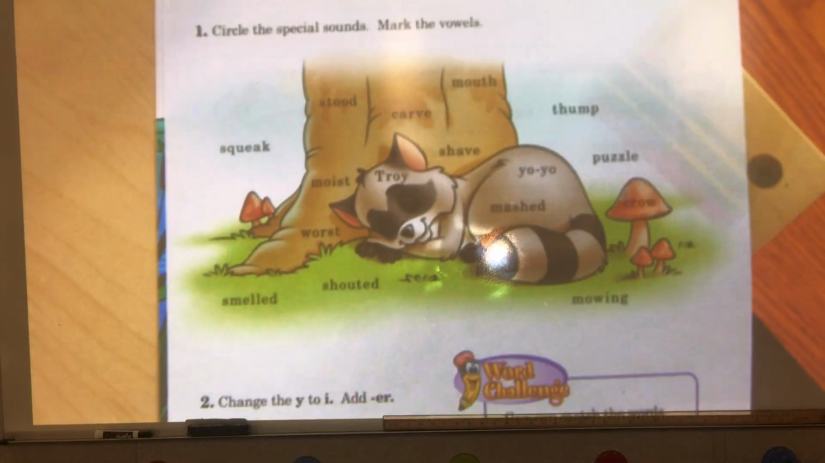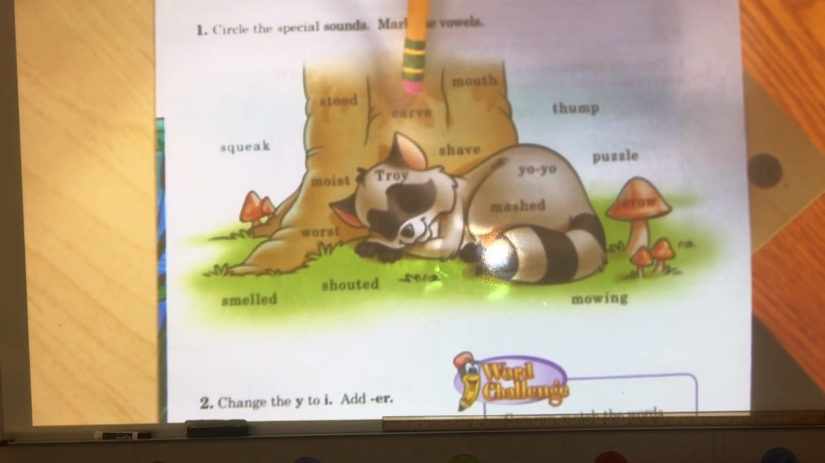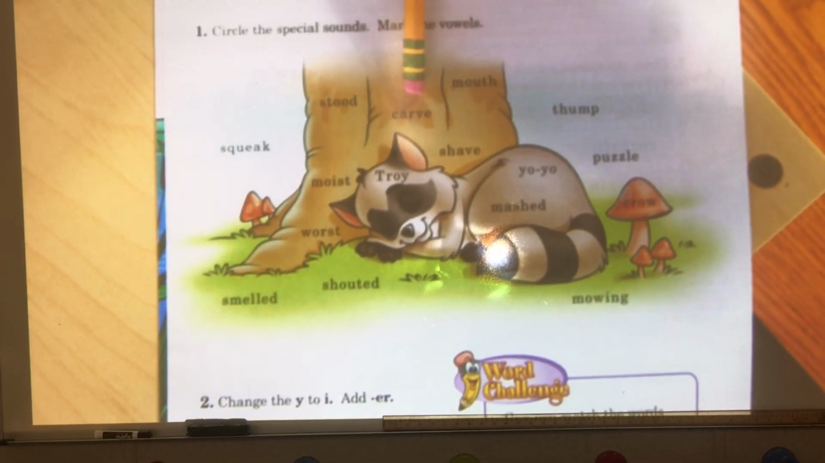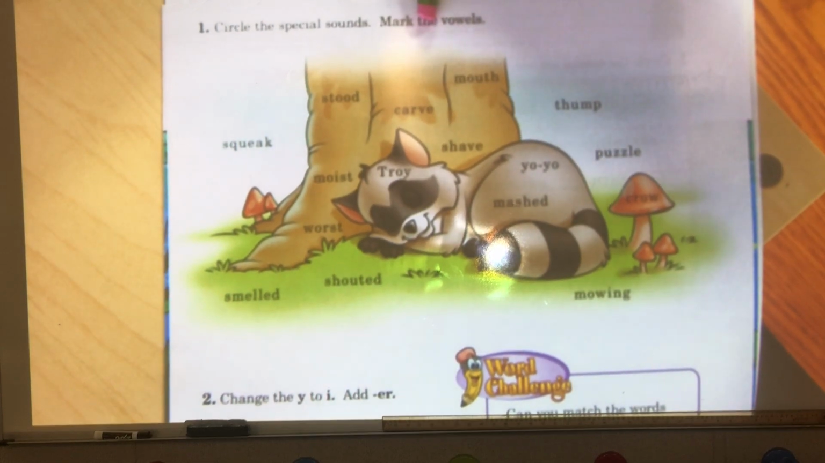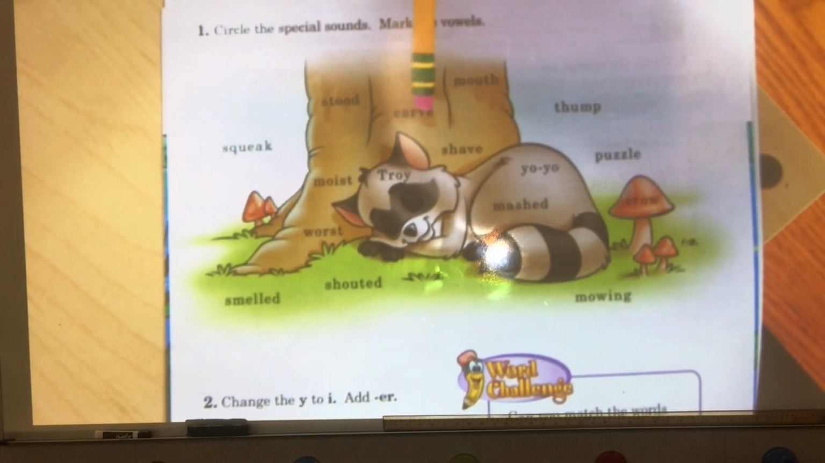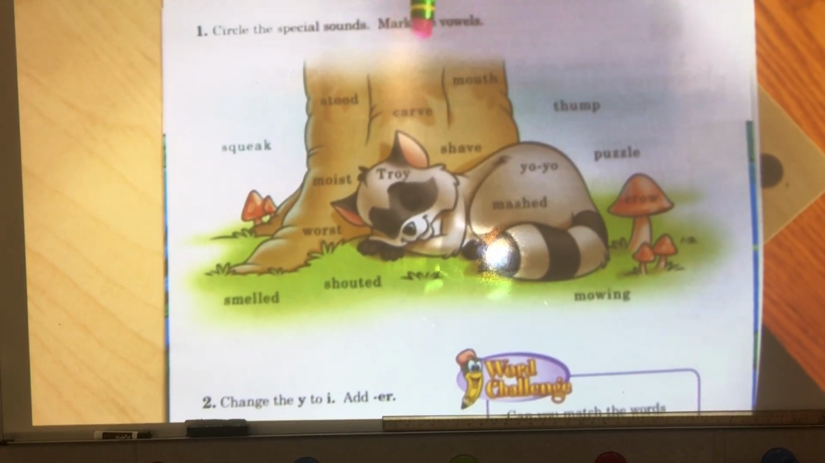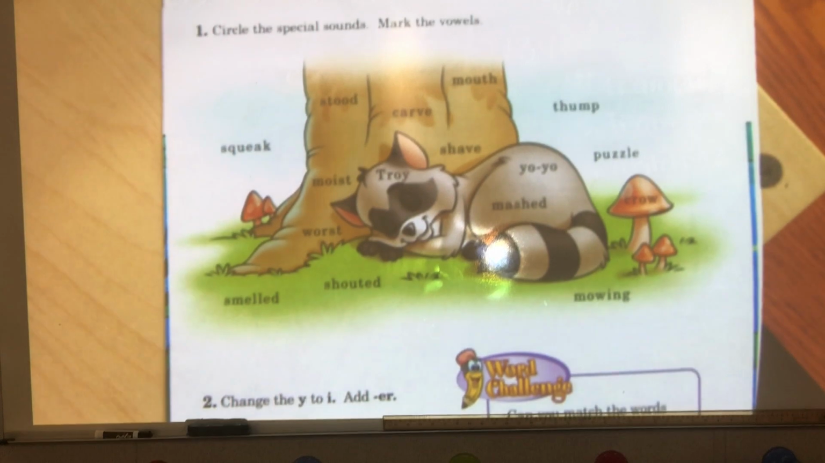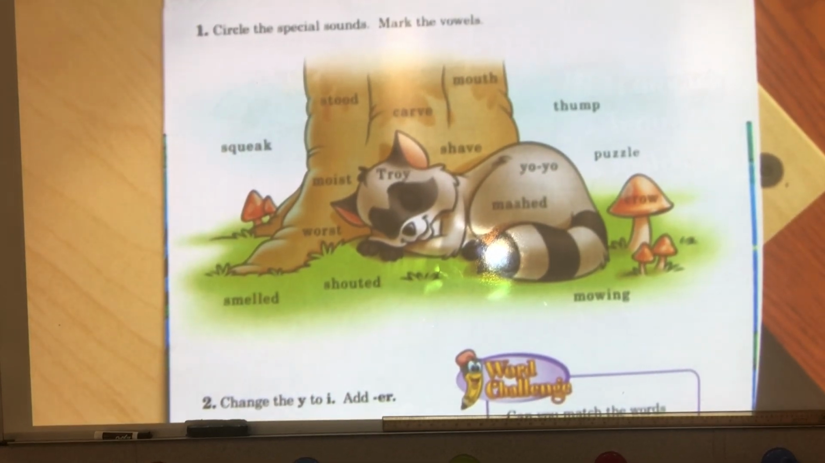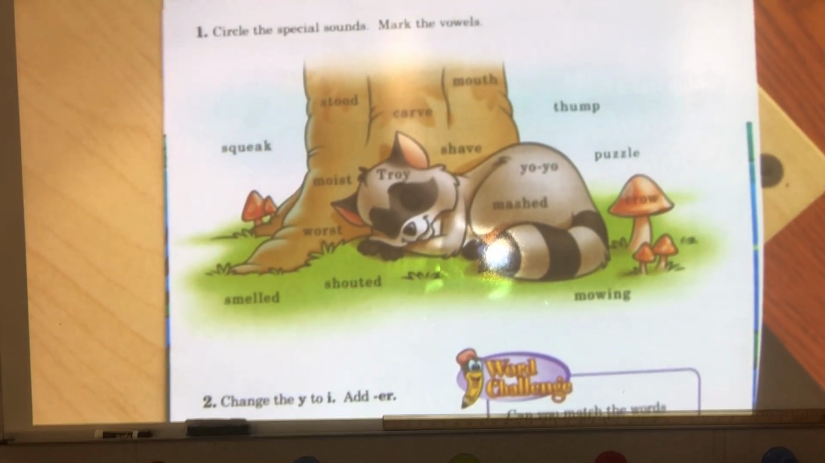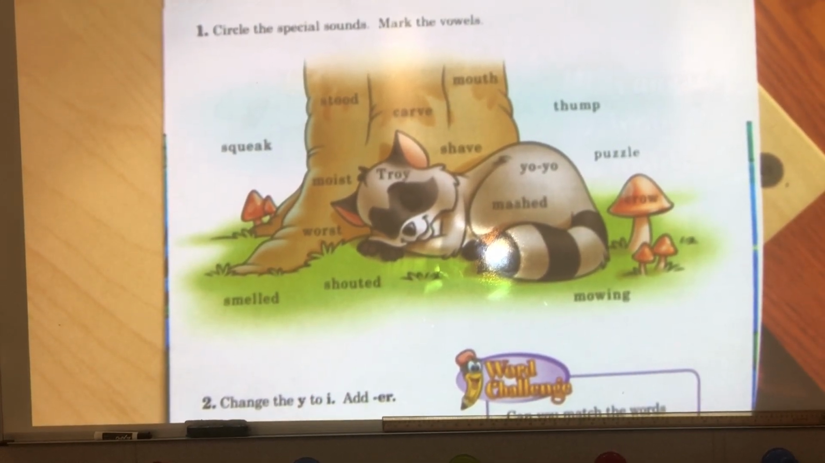For example, let's take a look at the word carve. Carve. What's the special sound in carve? The special sound in carve is A-R, R in star. Don't forget we need to also mark our vowels. That A was part of the special sound. So we're not going to mark the A because it's already circled. Take a look at that E. The E is not a special sound, so we need to mark it. The E in carve is silent, so therefore we will cross it out.